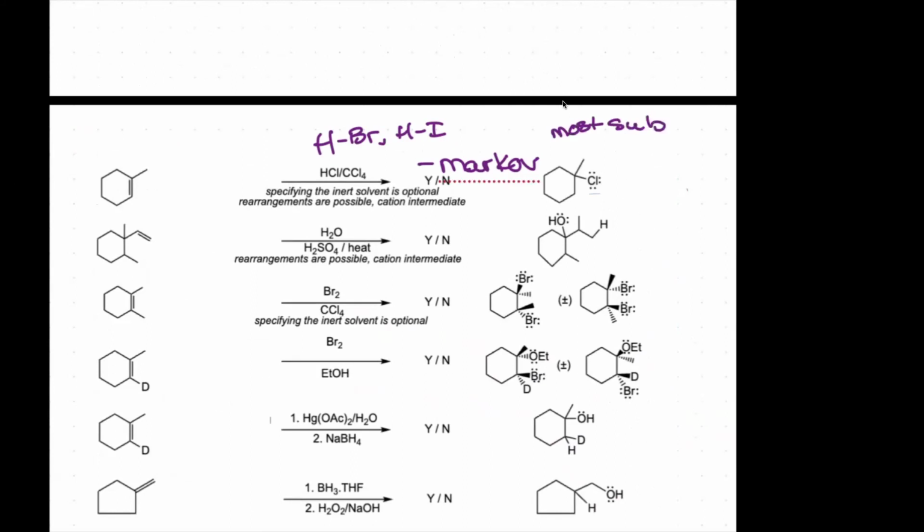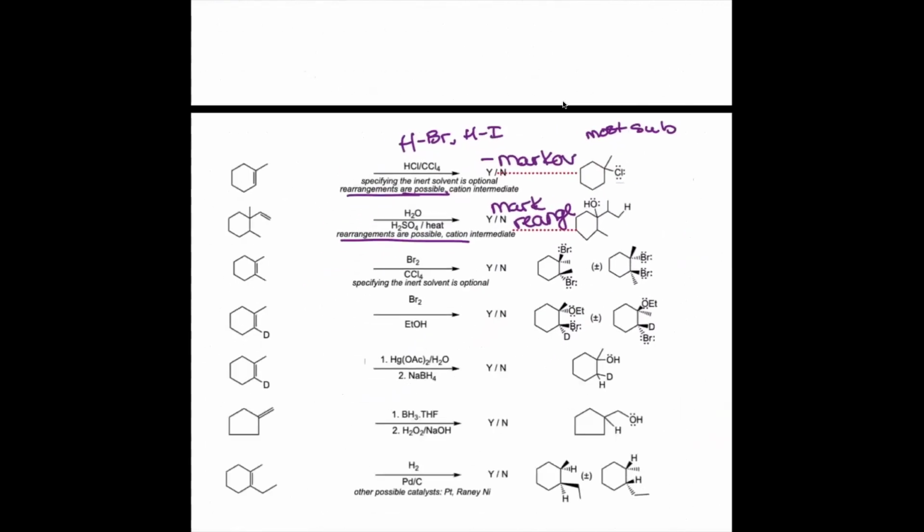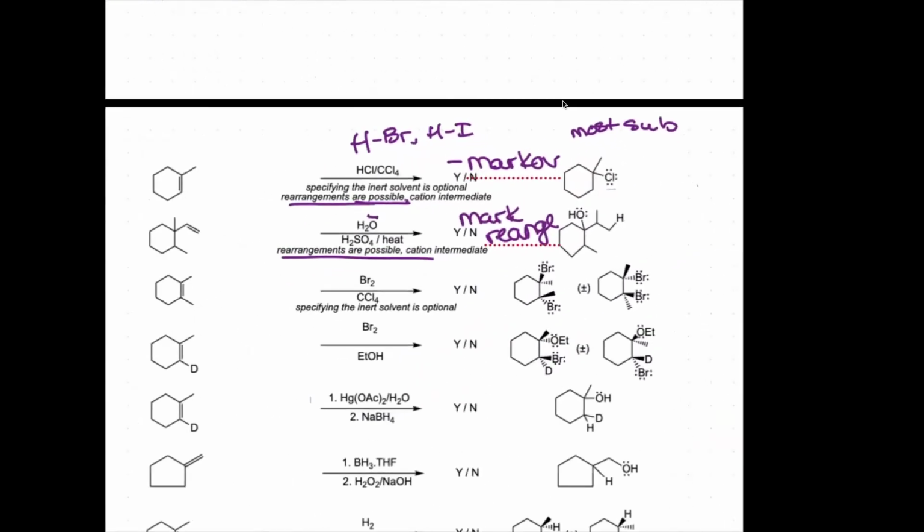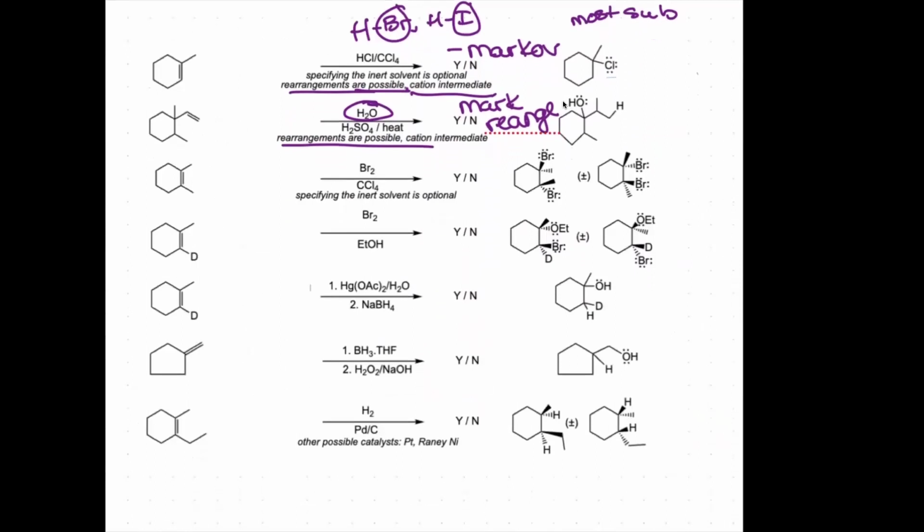Okay, this one, right? So both of these, rearrangements are possible. This one is also Markovnikov with a rearrangement. These two are kind of the same, you're probably going to have a rearrangement. But the difference is with this, you're adding water, and with this, you're adding your hydride. That's the difference here. Both Markovnikov with a cation intermediate that will probably be rearranged, right?